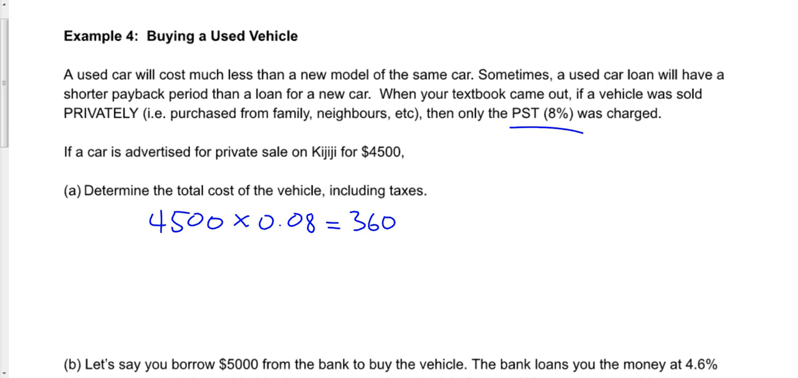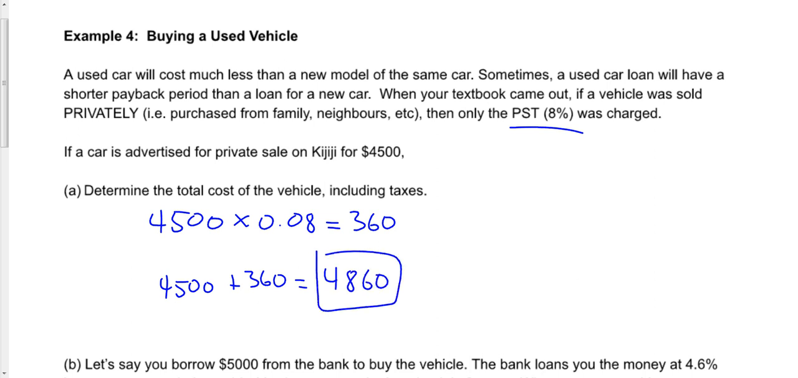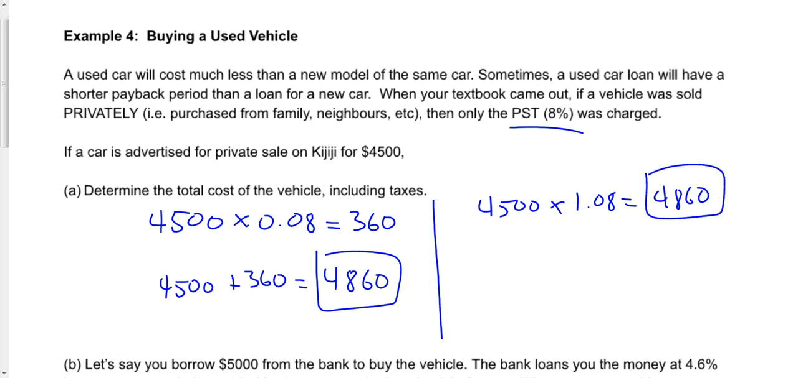So the original purchase price of $4,500 plus the taxes will give us a final purchase price of $4,860. That's one option. The other way to calculate the final purchase price, as we said, you can do $4,500 times 1.08, and that will also give you $4,860. Okay, so that's your final purchase price.